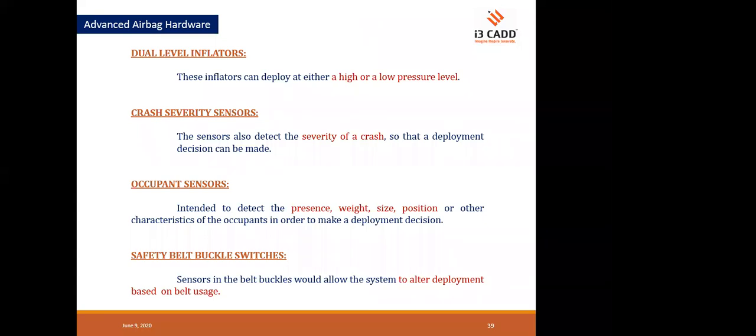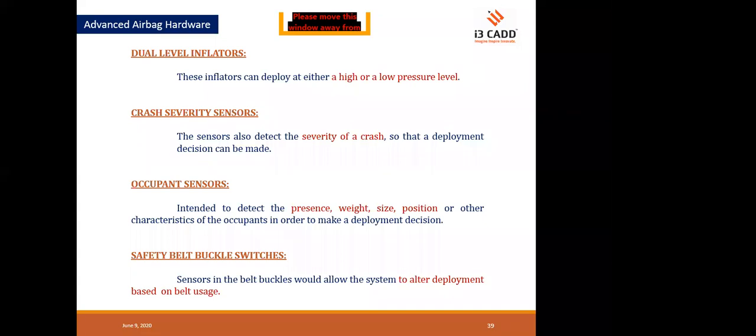So what this occupant sensor will do is detect the presence, whether an occupant is sitting in the seat or not. If there is an occupant, it will inflate. Otherwise, it won't. Likewise, it can detect the weight and size of the person. It can detect whether the occupant sitting in the seat is a child or an adult. Then according to that, deployment decisions can be made. And moreover, it can detect the position, whether you are wearing your seatbelt or not. It can consider that while deploying the airbag. So that's why we call the occupant sensor a more intelligent sensor in the airbag.